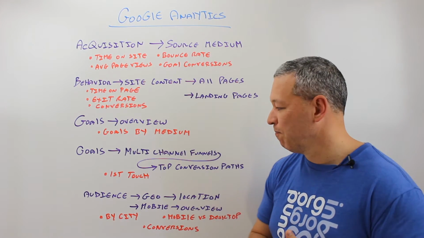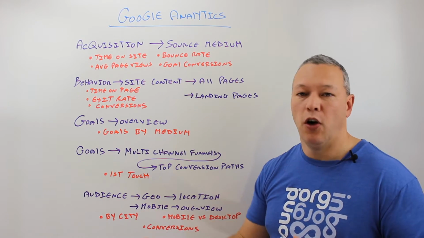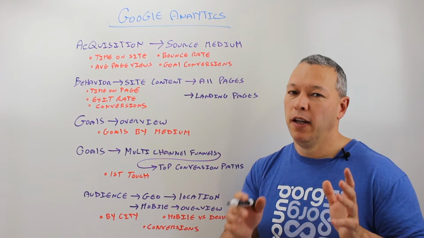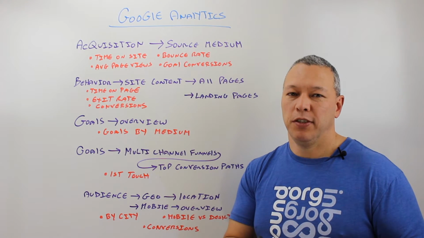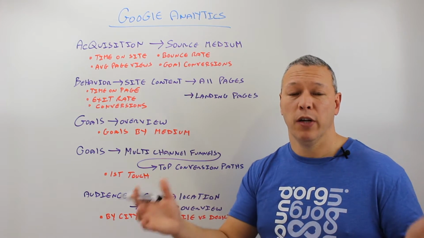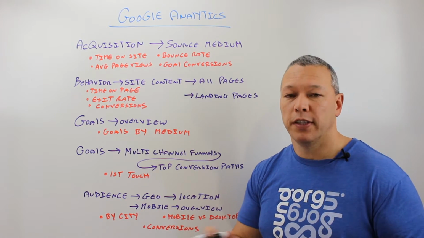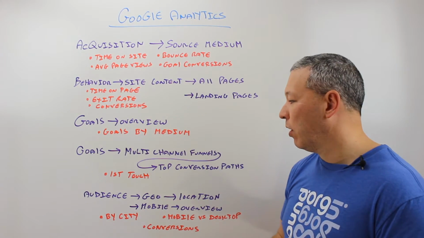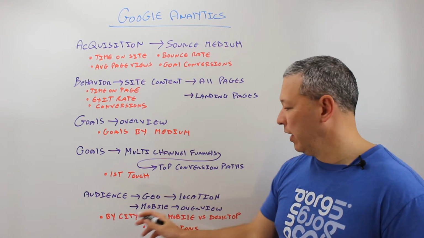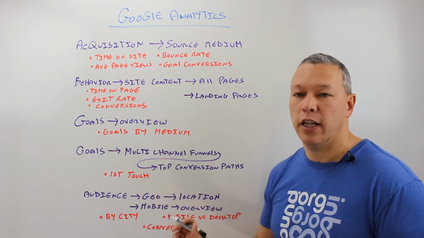conversions for your website. Okay, and the last one is audience, and this one might be a little bit different. It really depends on what kind of business you have, what kind of location you cover, if you're just a city or you're the whole country or the whole world, things like that. So you might have to slice and dice it a little bit more. But basically you're gonna click on audience, you're gonna click on geo, and you're gonna click on location.